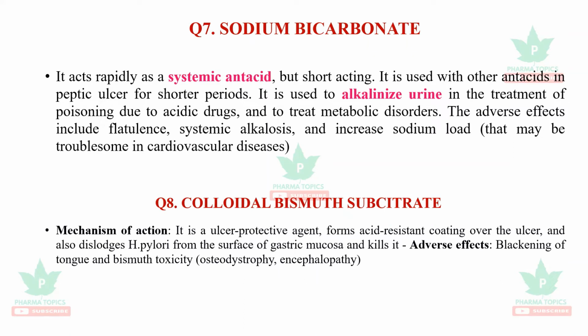The eighth question is a very short note on colloidal bismuth subcitrate. It is an ulcer protective agent, forms an acid resistant coating over the ulcer, and dislodges H. pylori, which is an important bacteria that causes ulcer, from the surface of gastric mucosa and kills it. Adverse effects: blackening of tongue and bismuth toxicity, which may occur as osteodystrophy and encephalopathy.